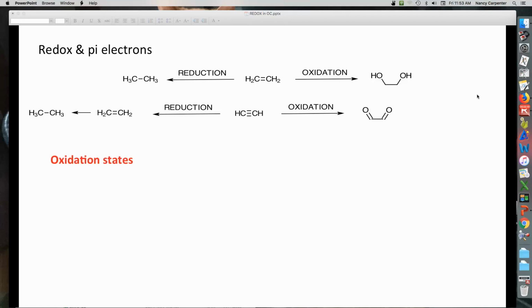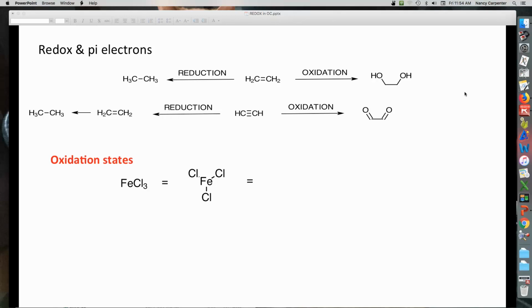Alright, so how does this help us? Well, we're going to learn about oxidation states, and oxidation states will definitely tell us what kinds of reagents to use. So before we get started on oxidation states, let's do a little quick review. This is really a review from Gen Chem.